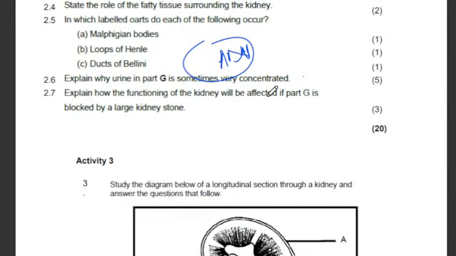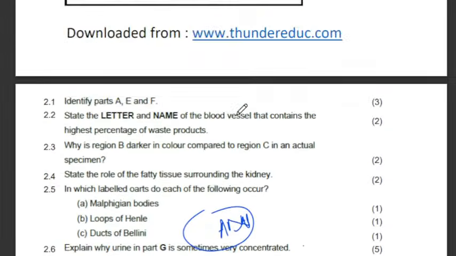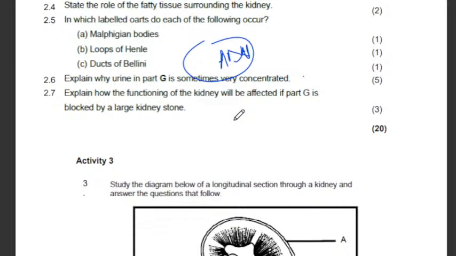Explain the function of the kidney that will be affected if part G is blocked by large kidney stones. So what will happen there? Definitely it will stop functioning. It will prevent the flow of the urine, and then the bladder will be blocked as a result of accumulation of these salts in the kidney, and then this can lead to kidney failure.